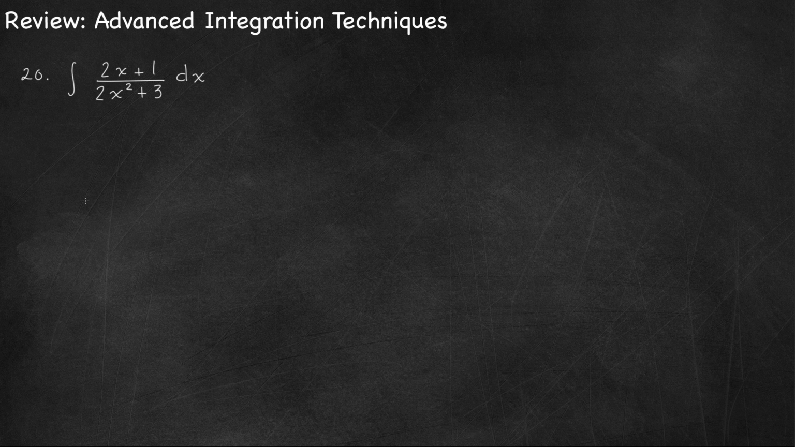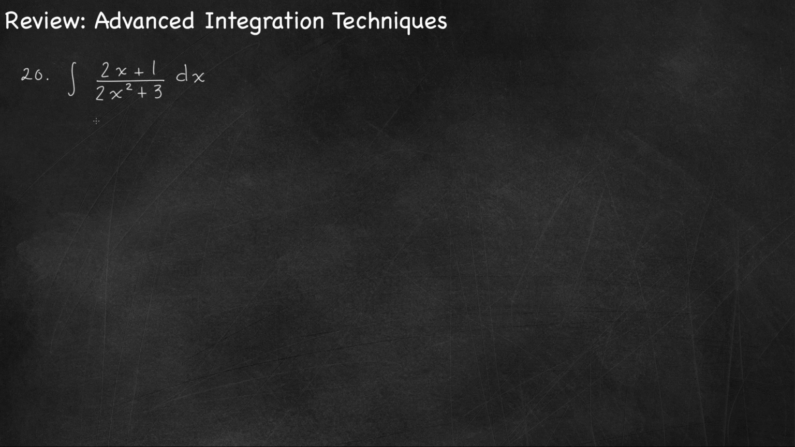Number 20, integral of 2x plus 1 over 2x squared plus 3 dx. So this is a tricky one. U-substitution might possibly work, but I don't see a good choice for u, and I don't see something that's going to easily give us a du that we can work with. Integration by parts, probably not going to help too much, because if we let 2x plus 1 be our u, then we're going to have to do, it looks like, maybe an arctangent for our v, and then we would end up having to integrate arctangent.